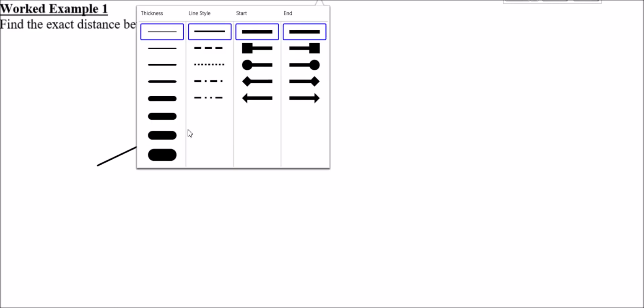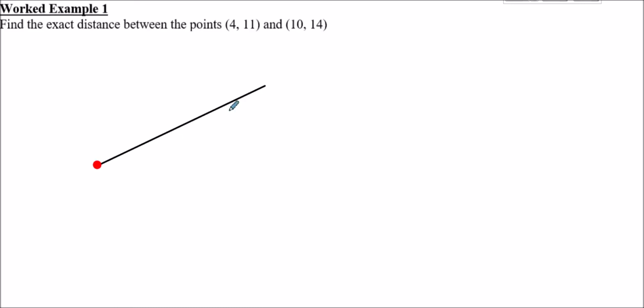So let's apply this with a simple worked example. Find the exact distance between the points 4, 11 and 10, 14. You don't need to do this, but I'm going to just do a straight line here just so we can see what's going on. So if I were to just do a point here on the line and there, I can call the lower point 4, 11 and the higher point, I can give it the coordinates 10, 14.